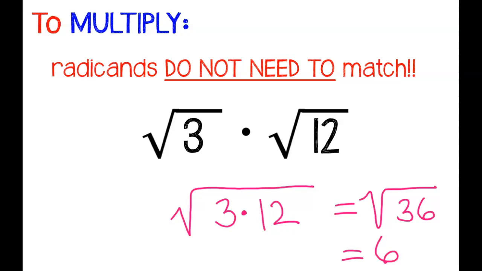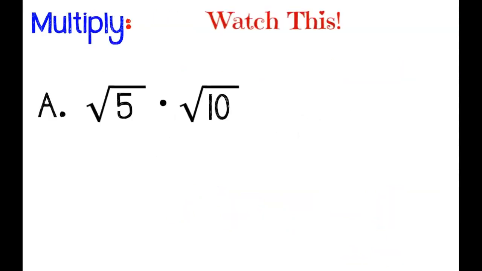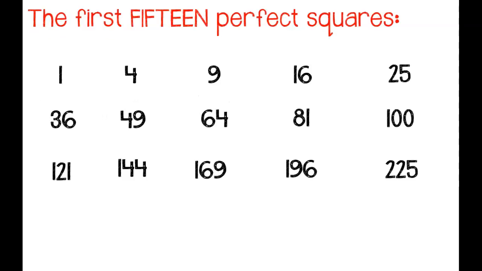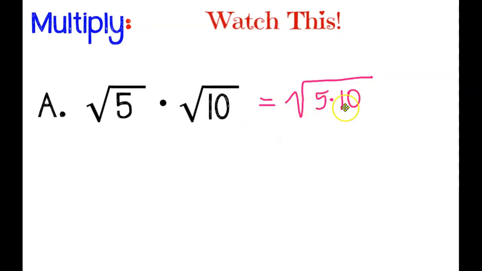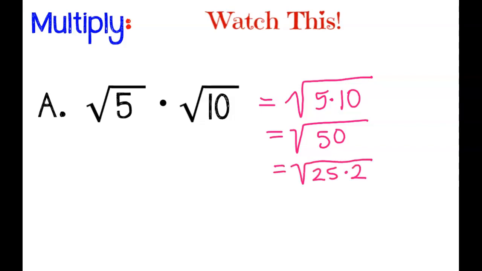Now, they're not all that easy. So let's try one that's a little bit more challenging. Example A, the square root of 5 times the square root of 10. Again, we take those two radical signs and combine them into one larger radical sign. And when we're done, we're looking for perfect squares as factors. So let's take a look. 5 times 10 is 50. The square root of 50 is not a perfect square. But there is a perfect square that can divide evenly into 50, and that's 25.